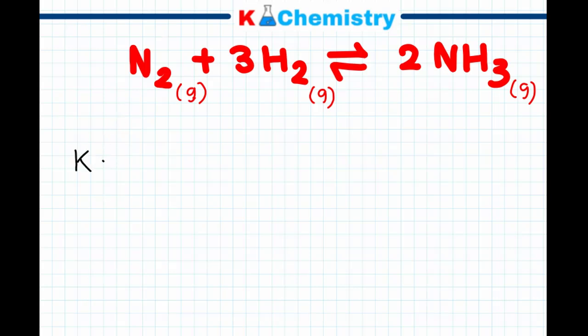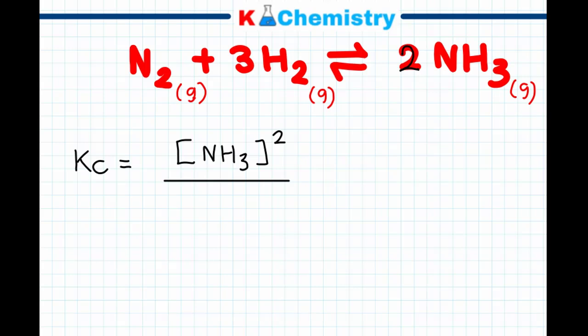Kc is equal to the concentration of the products, because I'm dealing with concentrations here. I will start with the product. My product is ammonia. So I will write the concentration of ammonia, by writing NH3 between these two square brackets. And since the coefficient of ammonia is 2, I will write it to the power of 2. This is my only product, so that's the only thing in the numerator.